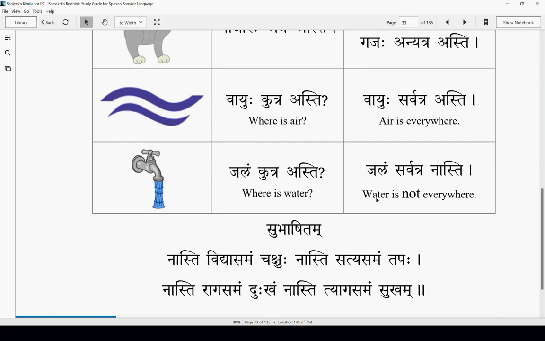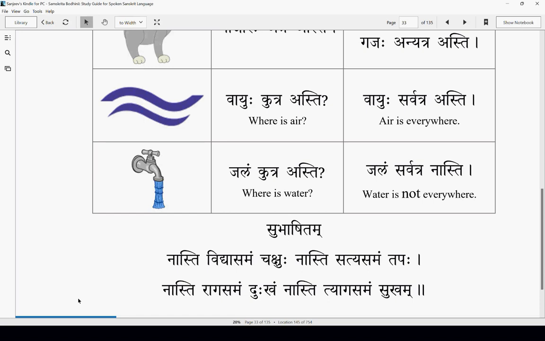Subhashitam. Beta, begin to read this. Nasti vidya samam chakshuhu, nasti satya samam tapaha, nasti raga samam dukkham, nasti tyaga samam sukham.